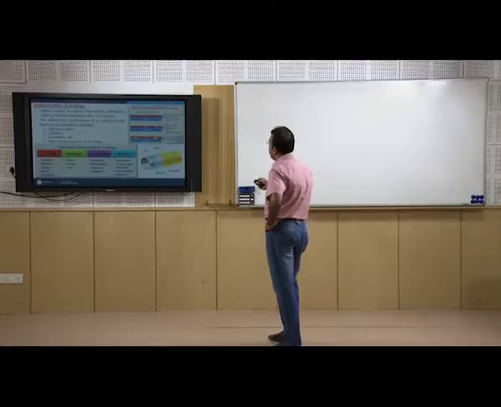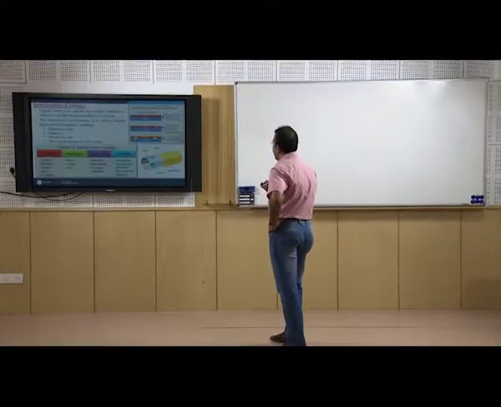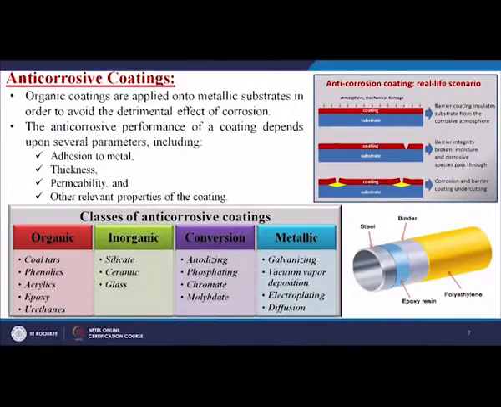So generally, when we are talking about anti-corrosive coatings, what is the real-life scenario? We have the substrate on which we are doing the coating, and on top of the coating the atmosphere or mechanical damage is taking place. That means it is reacting with the environment or maybe some other shocks. Then what happens is that after a certain time the barrier integrity is broken, and moisture and corrosive species pass through these materials and directly react with the substrate and deteriorate the material properties. So just to stop all these things, we can go for anti-corrosive coatings.